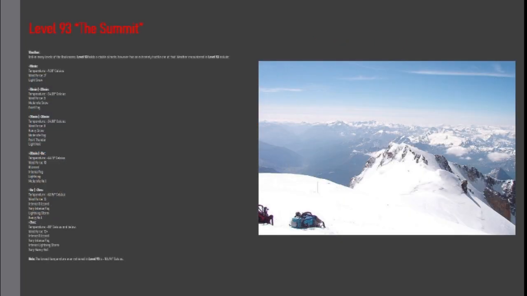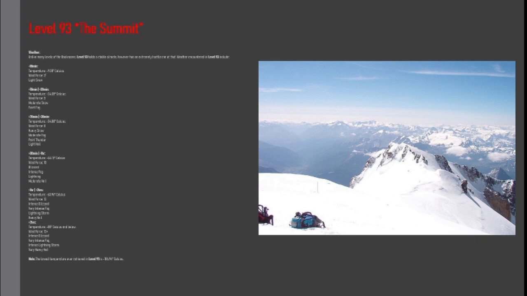Weather. Unlike many levels of the backrooms, level 93 holds a stable climate, however an extremely hostile one at that. Weather encountered in level 93 includes: less than 10 min. Temperature, -9.08 degrees Celsius. Wind force, 31. Light snow. More than 10 min, less than 20 min. Temperature, -24.05 degrees Celsius. Wind force, 5. Moderate snow. Famed fog. More than 20 min, less than 30 min. Temperature, -34.88 degrees Celsius. Wind force, 8. Heavy snow. Moderate fog. Famed thunder.